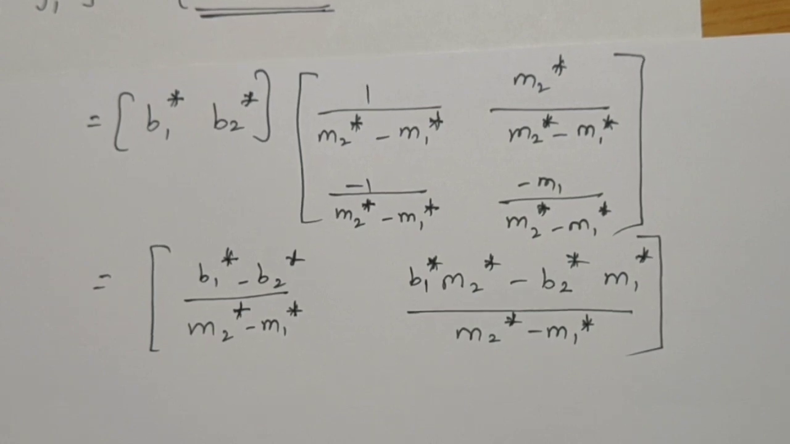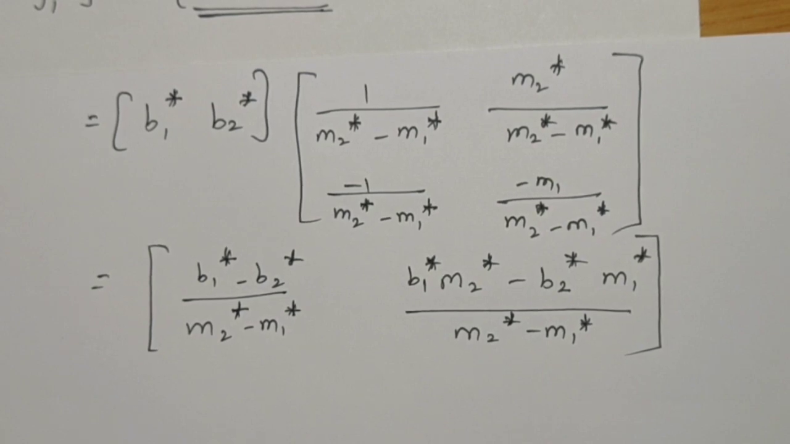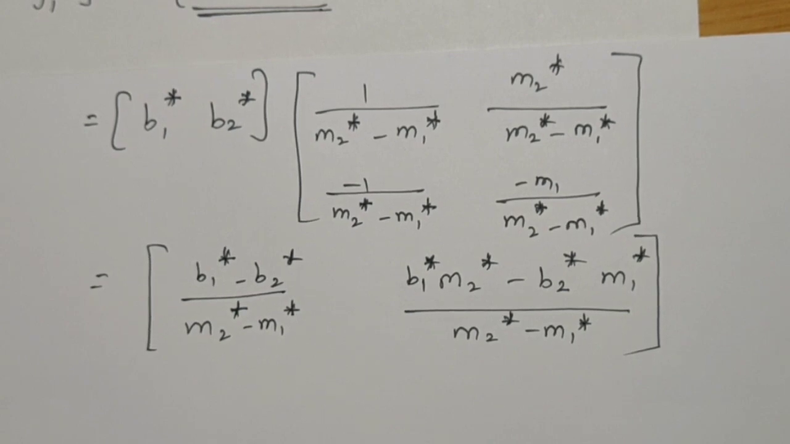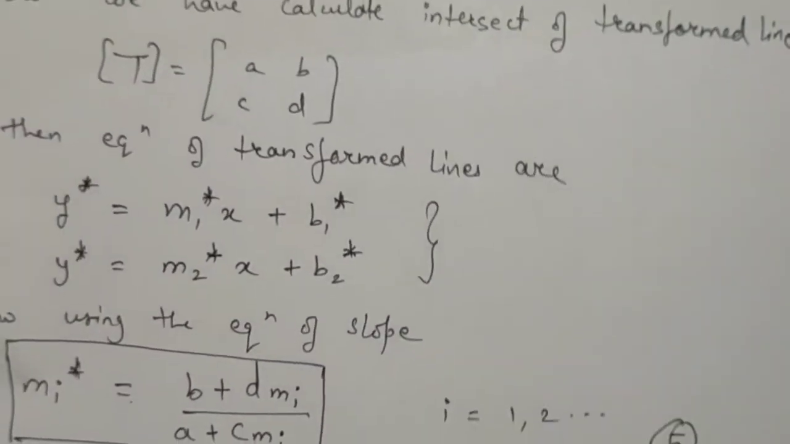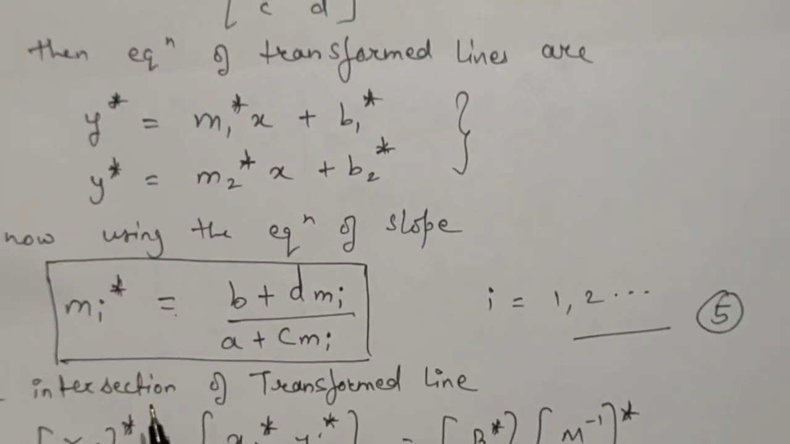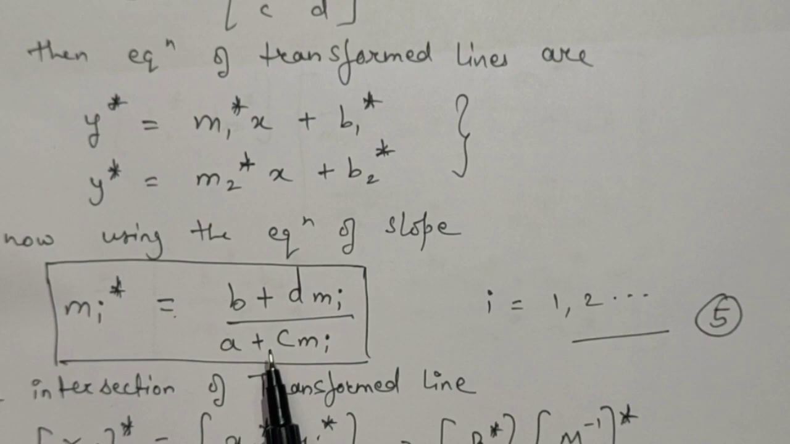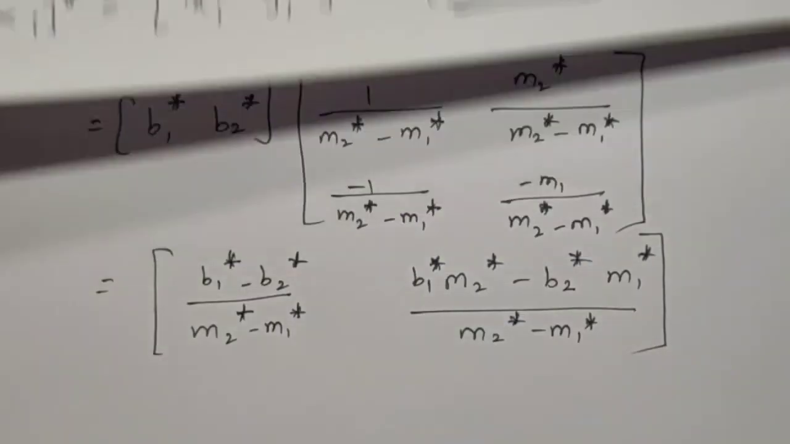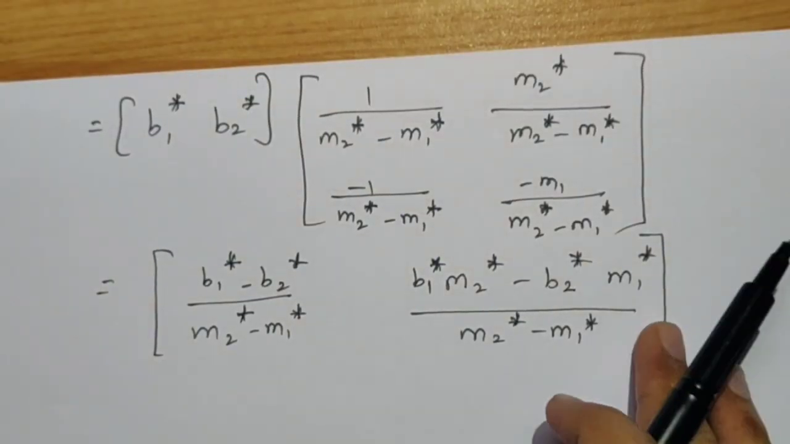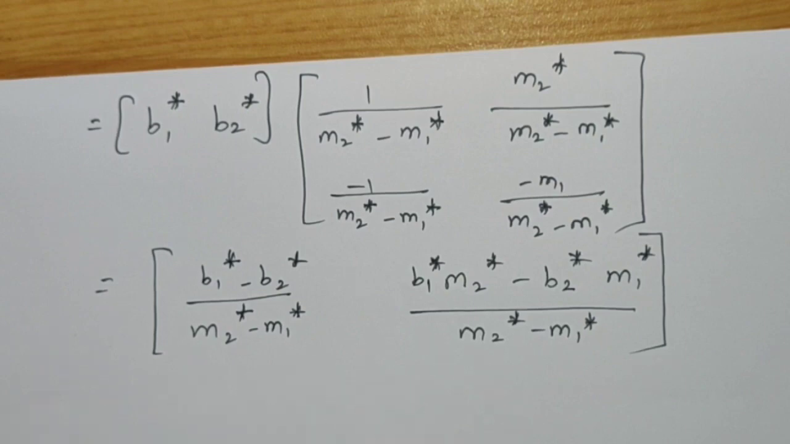So using this, we are going to put the values of equations 5 and 6. Okay, so we are now going to put the values using equations 5 and 6. So this is our fifth equation. See here, this is our fifth equation. Okay, and this is our sixth equation.